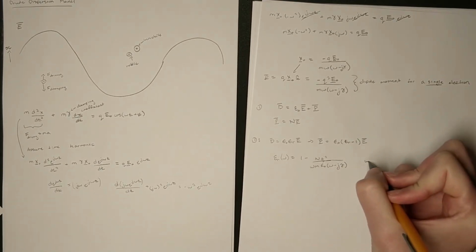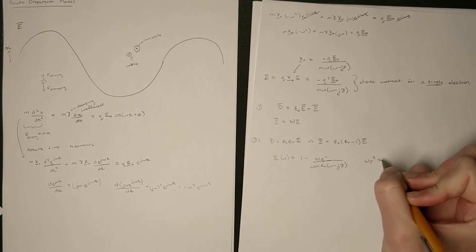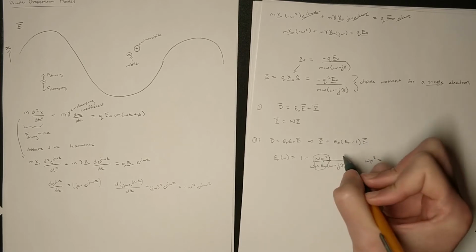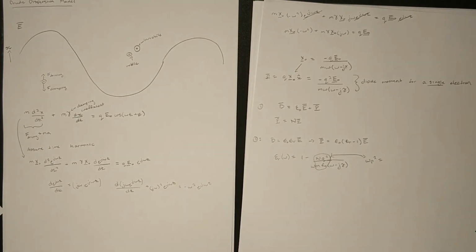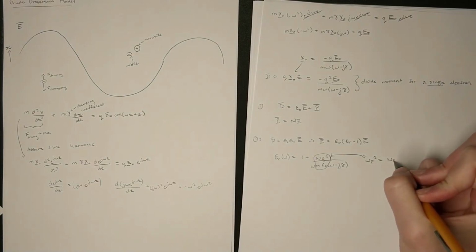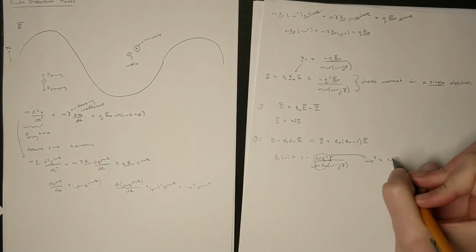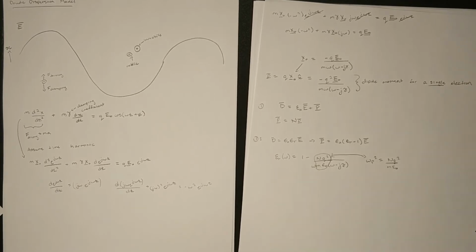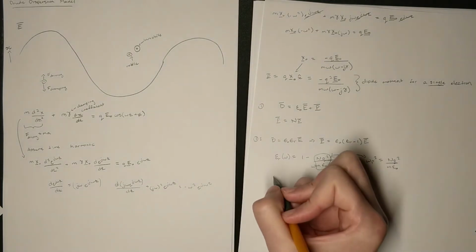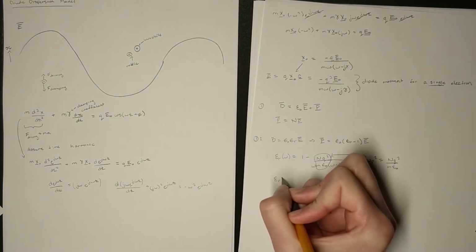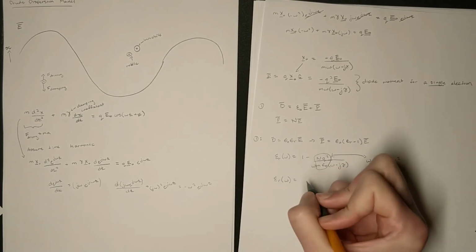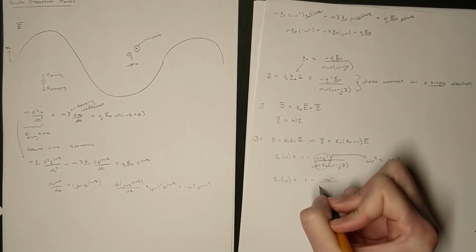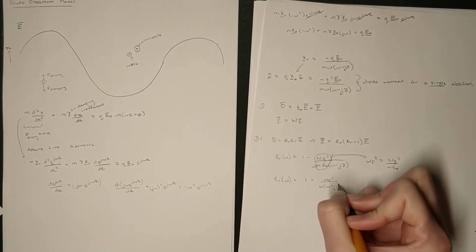Now, if we define a new term called the plasma frequency to eliminate these terms here, so we define the plasma frequency as n q squared over m epsilon naught, we find that the relative permittivity, still a function of omega, can be written as 1 minus omega p squared over omega times omega minus j gamma.